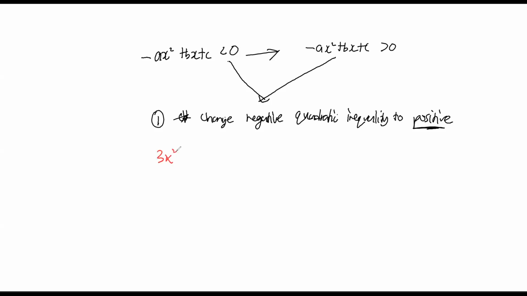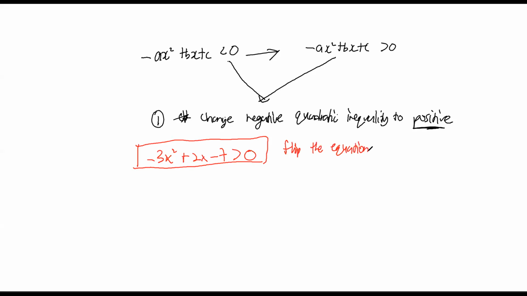minus 3x square plus 2x minus 7 greater than 0, for example. So how do we change it to positive? Simple. We flip the equation. Maksud flip ialah kita just terbalikkan sign bagi each of the nilai untuk equation tu. Okay, flip the equation.